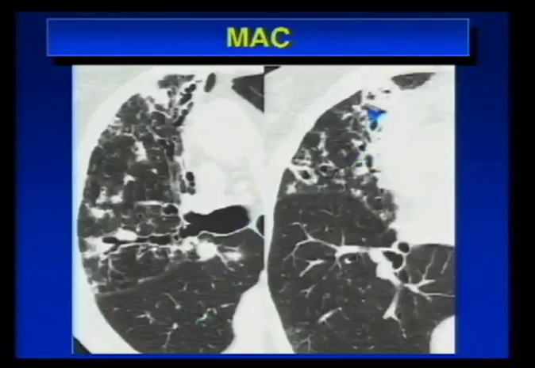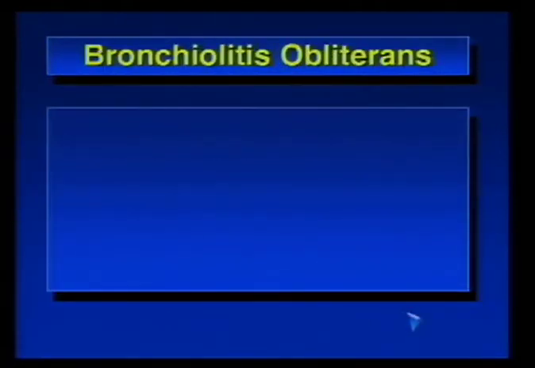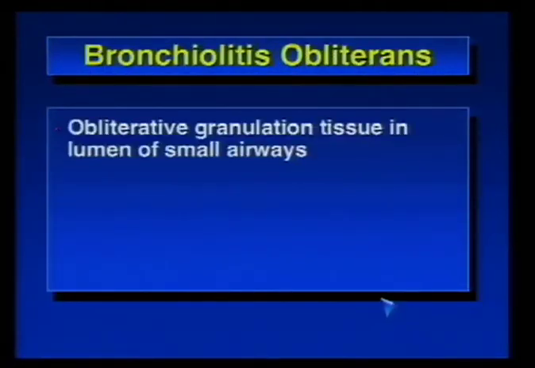Another patient with MAC, anterior distribution is characteristic. Look at that bronchiectasis and bronchial wall thickening, and then we see some conglomeration of nodules here. Okay. Bronchiolitis obliterans, just a few more minutes.